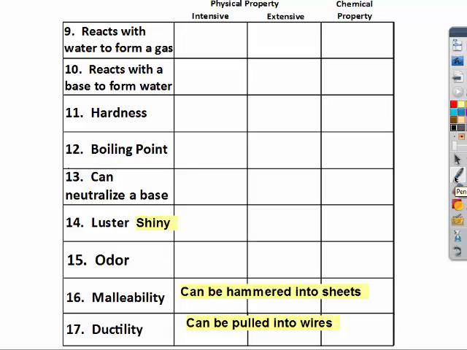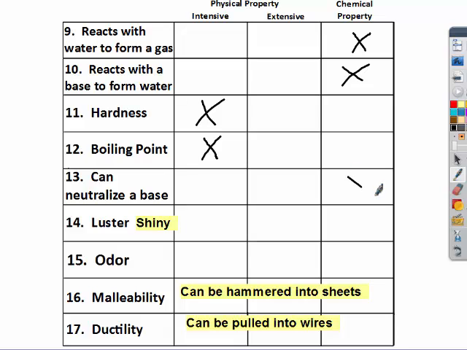If it reacts with something, it's a chemical property. Tin is also reacting, so chemical. Hardness, you may remember from elementary, the Mohs hardness scale, diamonds being the hardest, chalk being very soft. Hardness is a physical property, and it can help us identify what it is. Boiling point, again, is physical, and it's intensive.